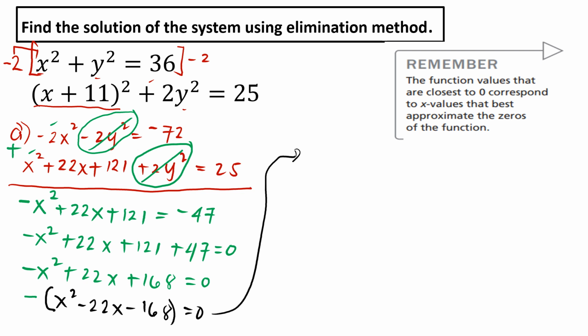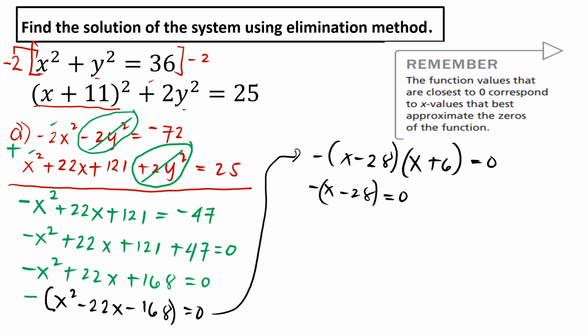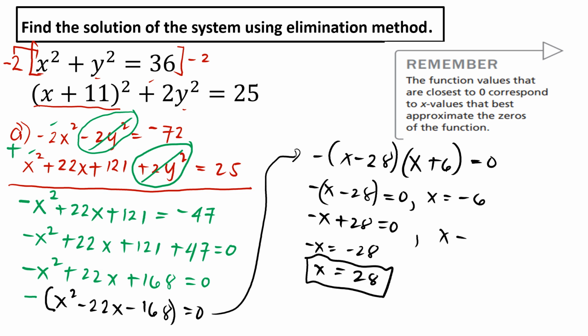So let us now factor this out. We have the factors of 168 that will give us a sum of negative 22. Sorry, it's not negative 68 but it's 28, and it will be a 6, because 6 times negative 28 will give us negative 168. At the same time, added will give us negative 22. So therefore, we have x minus 28 is equal to 0, and the other one will be x minus 6. To further simplify and get the values of x, we have negative x plus 28 equals 0, and this will be negative x equals negative 28, or the value of our first x is 28, and then the second value will be 6.